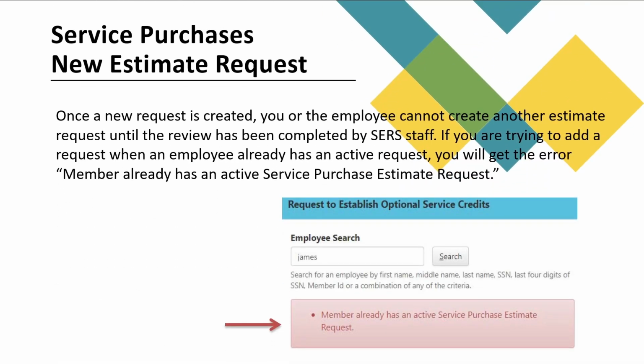Once a new request is created, you or the employer cannot create another estimate until the review has been completed by SCRS staff. If you are trying to add a request when a member already has an active request, you'll get an error message saying that the member already has an active service purchase estimate request submitted. Doesn't mean they can't do it again. It's just until that initial one is completed, they will be locked out from submitting a second estimate request.